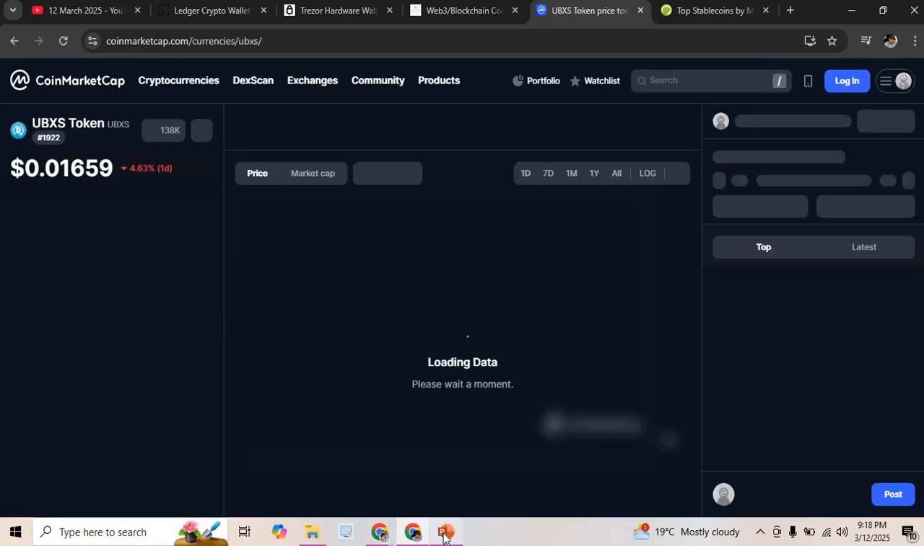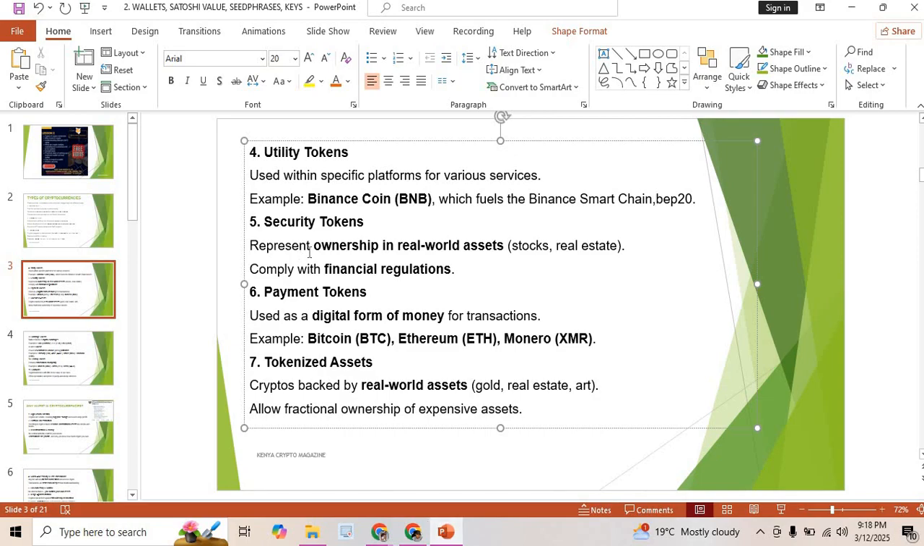So what do the real world assets do? They represent ownership in real world assets, for example stocks, real estate, and all that. So they comply with the financial regulations. Then on the sixth one, we have payment tokens.